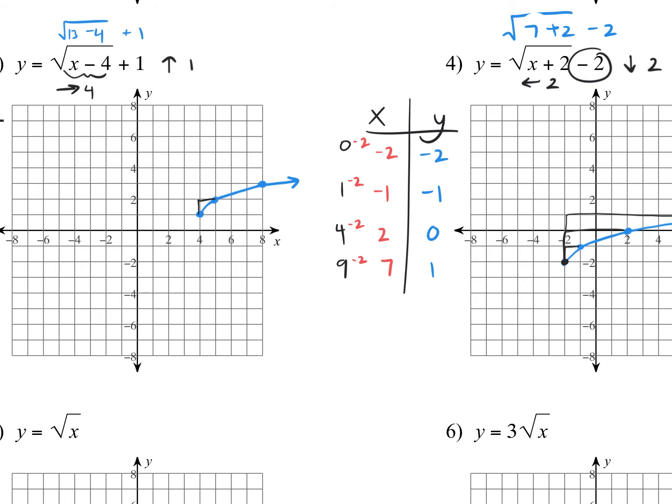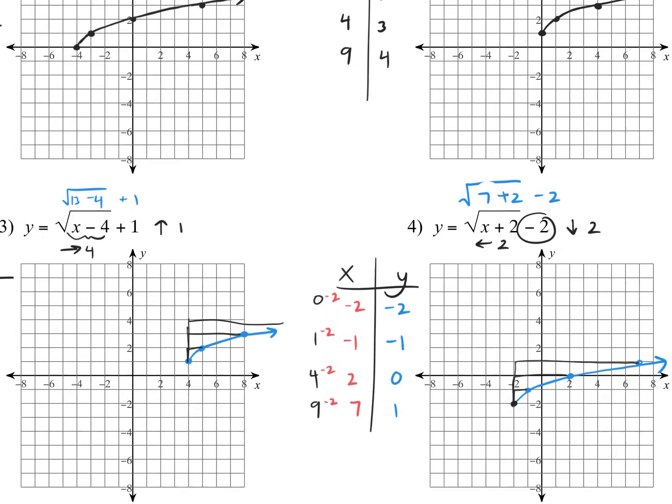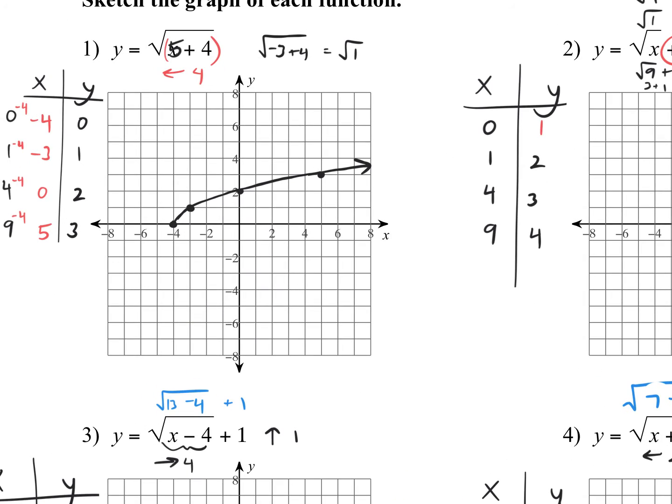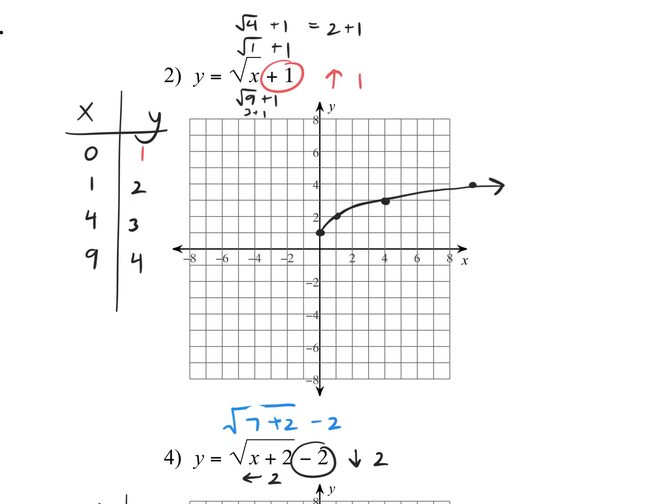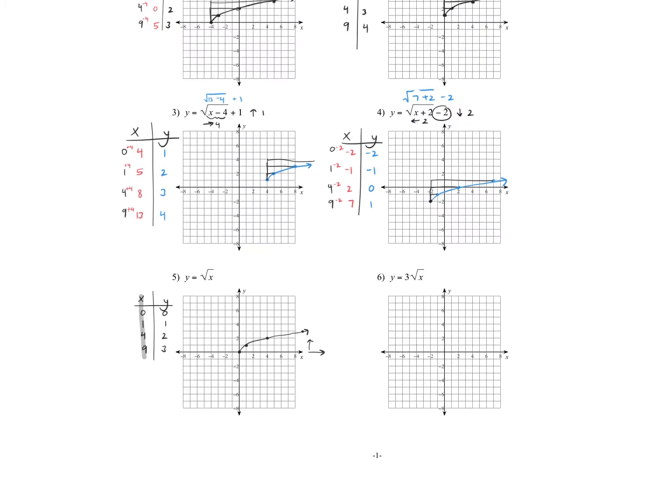Up 1 over 1 for the first point, up 2 over 4 for the second point, and then you would go up 3 and over 9 for the last point. If I go back up here, up 1 over 1, up 2 over 4, up 3 over 9. And lastly, that same pattern, up 1 over 1, up 2 over 4, up 3 over 9. It's going to continue that same pattern.